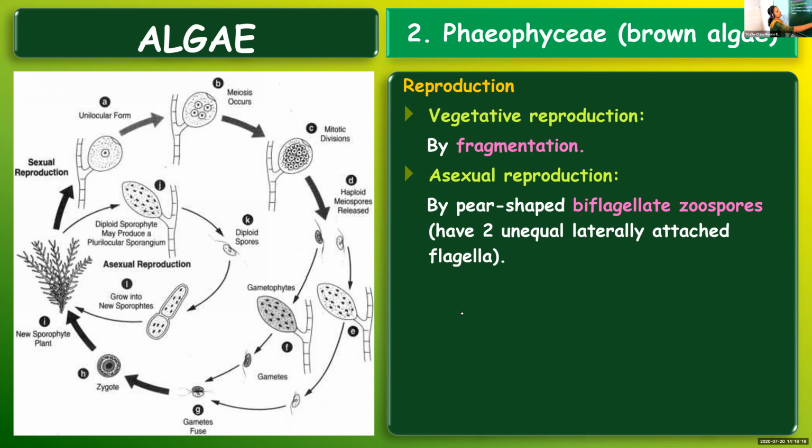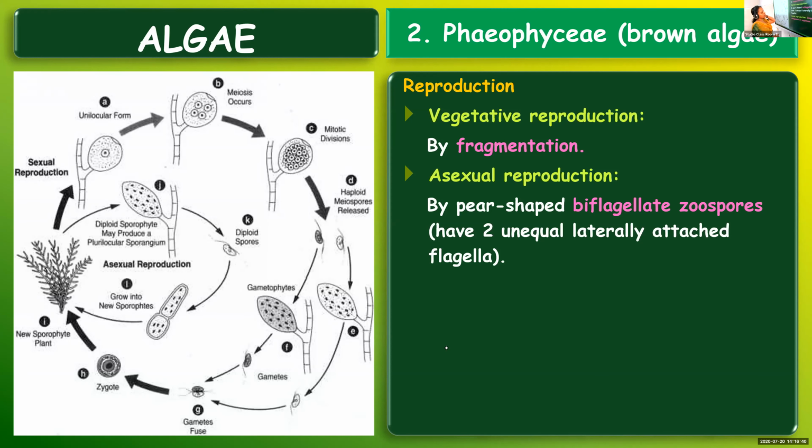And the positioning of these flagella: they are unequal, meaning both flagella are not equal in length, and they are laterally attached. On the side of the organism, these flagella are attached. So two flagella, not similar in size, and they are attached on the side.